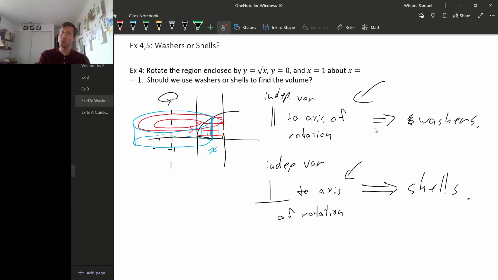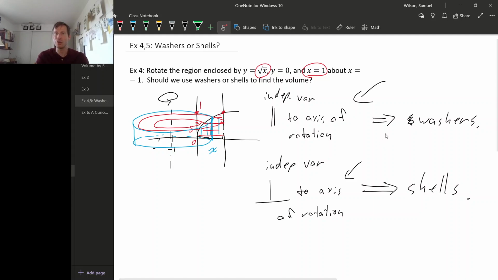So let's do it both, I guess, just to see how it works out. So let's do the y direction first. So since the y direction is parallel to our axis of rotation, that's going to be washers. Each of these horizontal cross sections is going to rotate to give us a washer. Our y coordinates are going to go from down here, which is 0, to up here. This is the intersection point of the square root of x and x equals 1. Well, if x is 1, then y is also 1. So this top y value here is y equals 1.